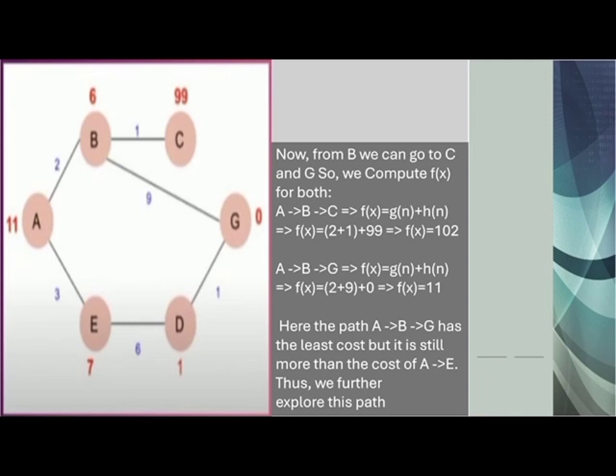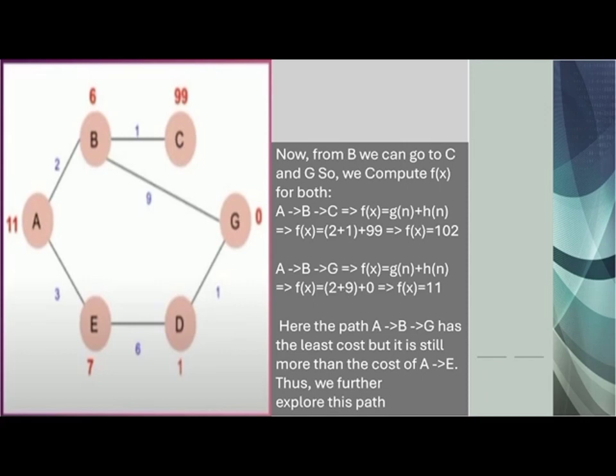The path A to B to C, which is equal to f of x equals g of n plus h of n. Here, the g of n will be 2 plus 1 and the h of n will be 99. So, in total, we get 102. Similarly, for the path A to B to G, 2 plus 9 as g of n and 0 as h of n value, so in total we get 11.